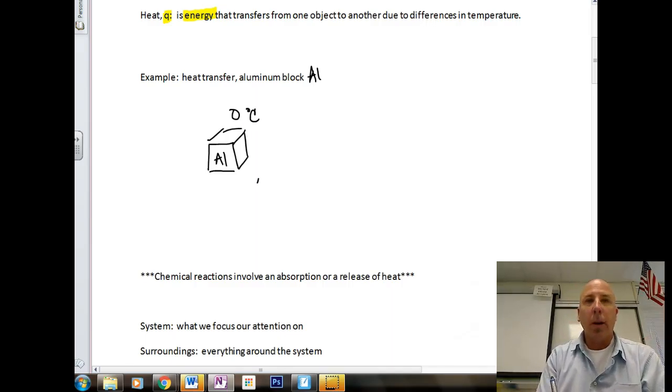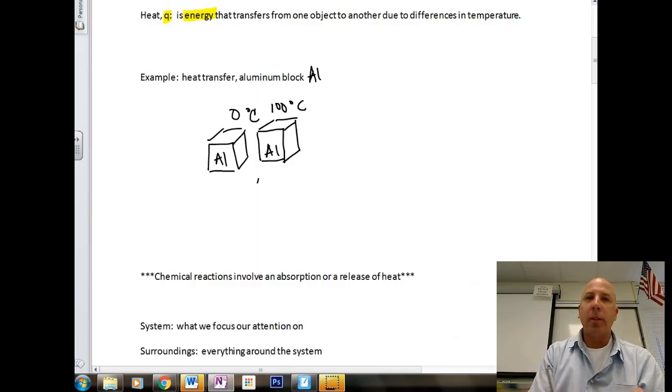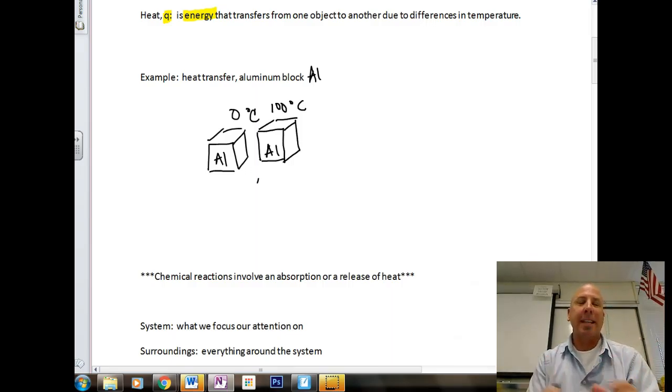No big deal. Then we have another aluminum block that has been placed in some boiling water, and let's say it's sat in that boiling water for, I don't know, 10-15 minutes, and it's at the same temperature as the water, which is boiling at 100 degrees Celsius. Now, both of these aluminum blocks are exactly the same. They both have the same exact mass, same shape, everything. The only difference between these aluminum blocks is one is at 0 and one is at 100.